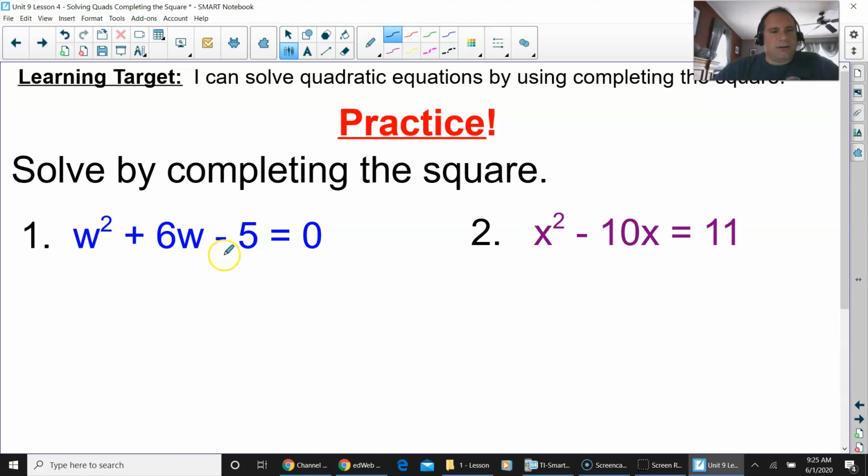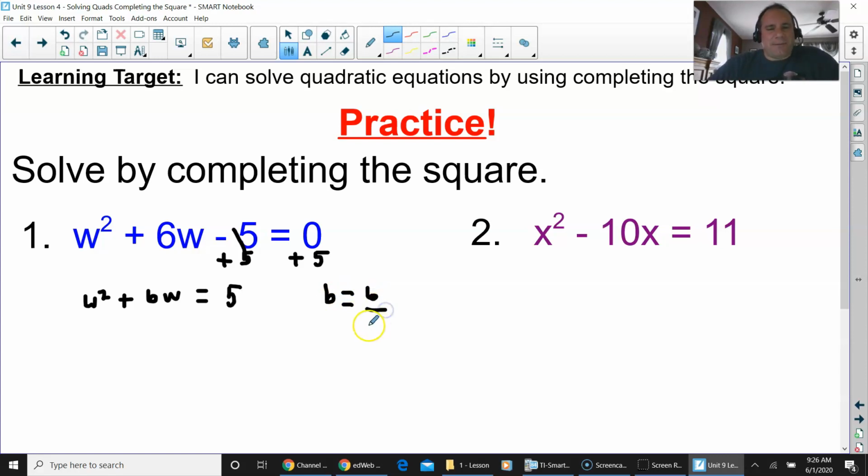Remember, if you want to start off with this, you don't have to start off with the b divided by 2 and squaring it. You could just add that 5, and you will get w squared plus 6w equals 5. Might be a little bit easier for you to see. So we're going to just take b, and b is 6.